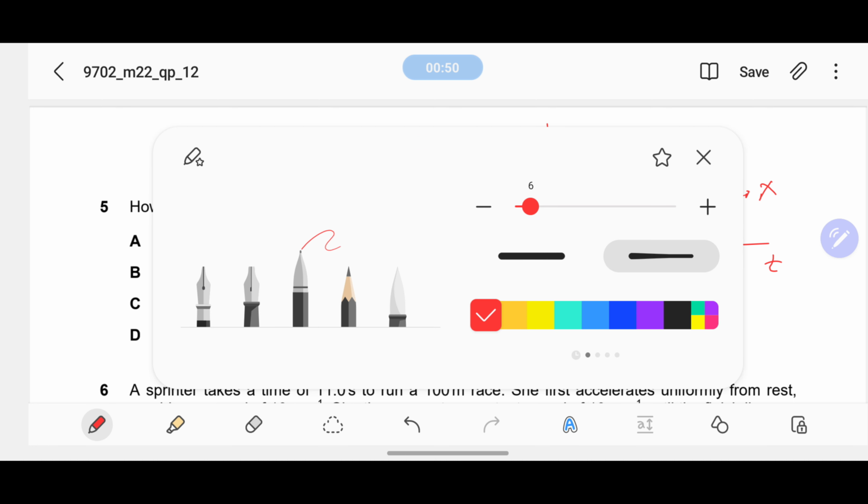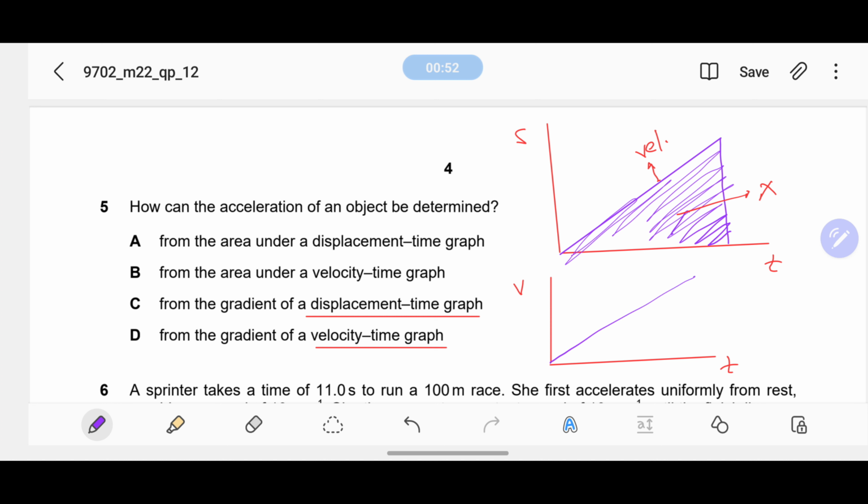Whereas if I go for a velocity time graph, the area under this graph will let me know the displacement that is covered, or distance if that is my speed rather than velocity, and the gradient of this graph will let me know the acceleration of any body.